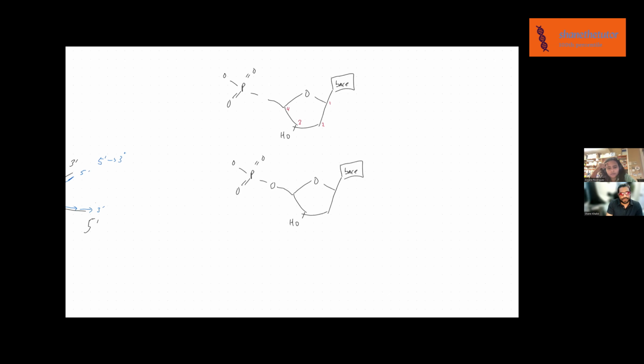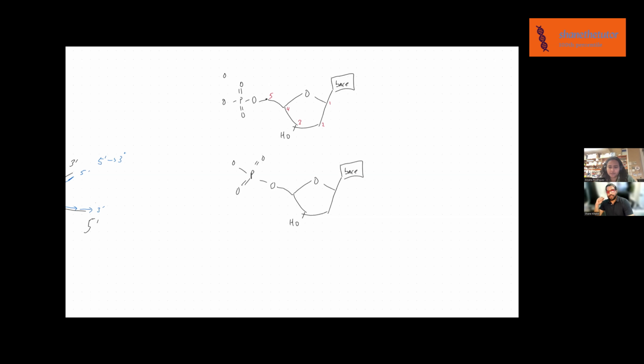Here, I'll erase this for a sec. Carbon 5, then it would be the phosphodiester, like that.